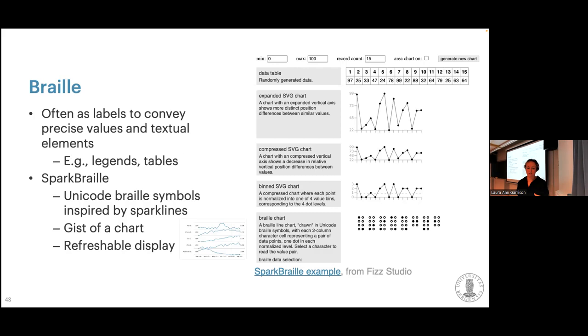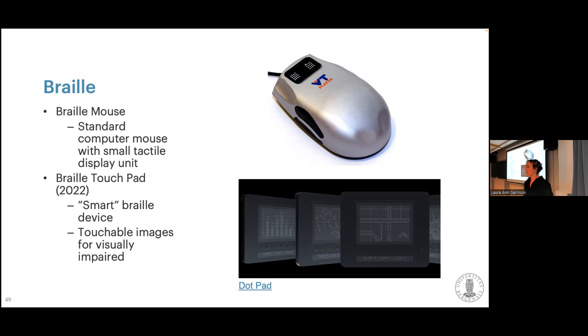So the idea with Spark Braille is to give you the gist of a chart, and it's on a refreshable display, which can consist of something like a Braille mouse, which looks like a standard computer mouse, but it has a small tactile display unit. And there's newer things coming on the market, Braille touch pads. So this Dot Pad is just new this summer. And this is a smart Braille device that has touchable images for the visually impaired. So this is really cool.